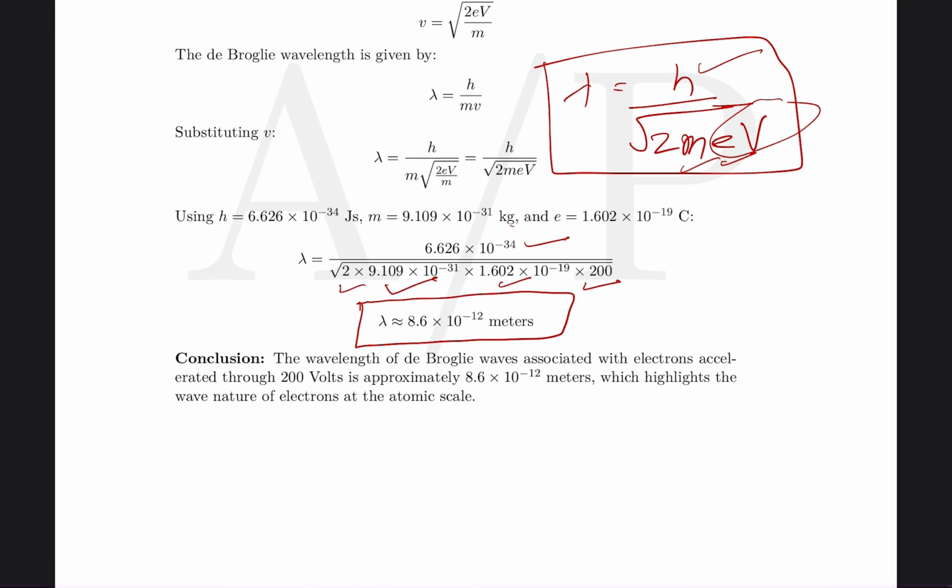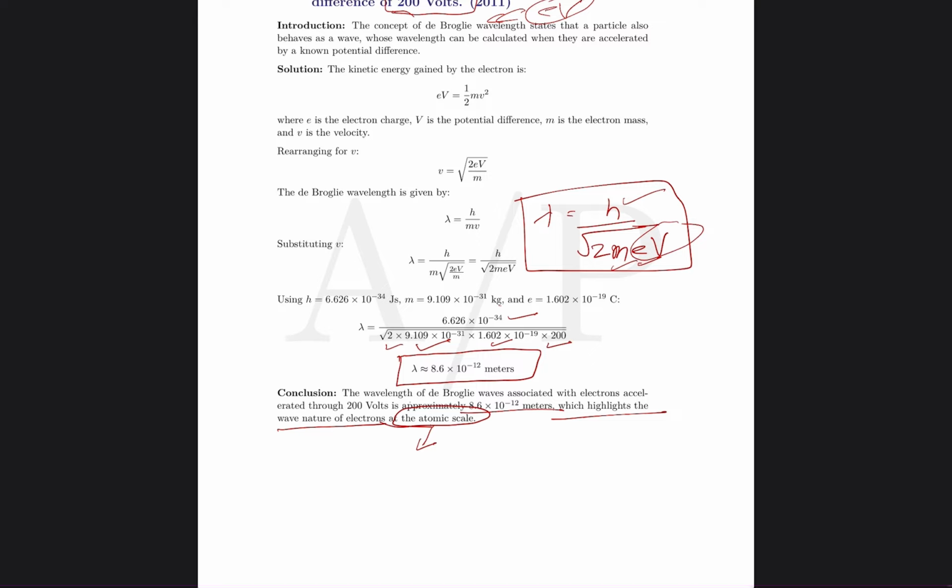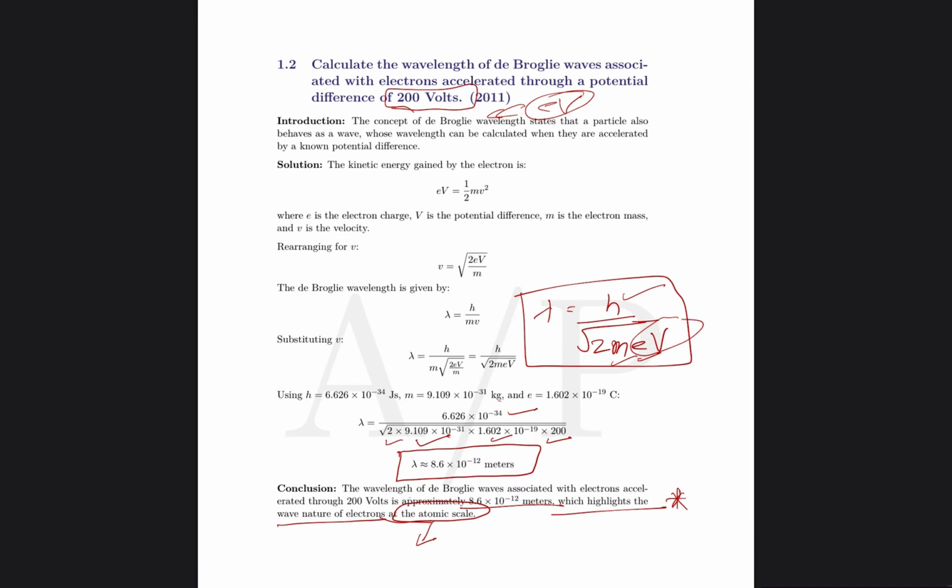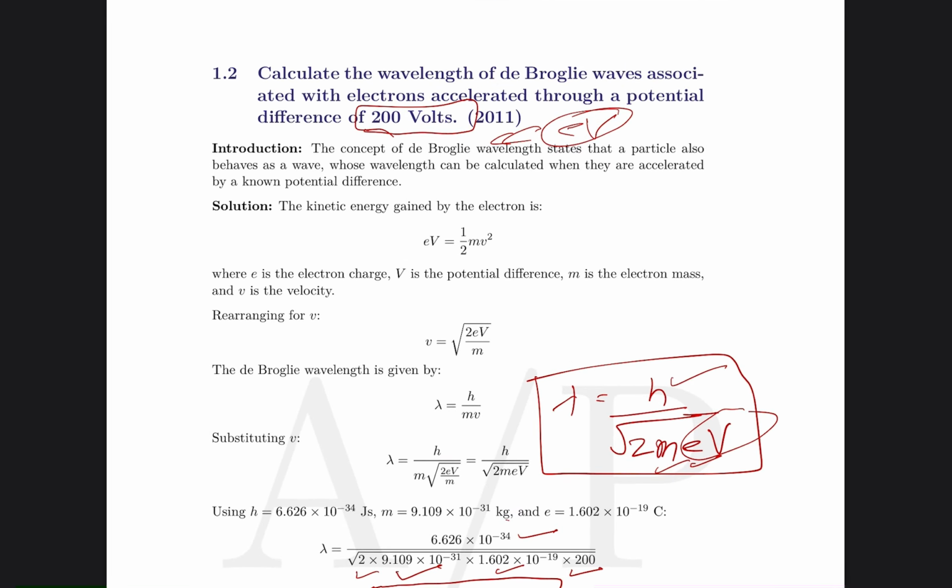So the conclusion is: the wavelength of de Broglie waves associated with electrons accelerated through 200 volts is approximately this, which highlights the wave nature of electrons at the atomic level. So when particles are at the atomic level, it highlights the wave nature of those particles. This is again an important conclusion from this particular question's point of view.